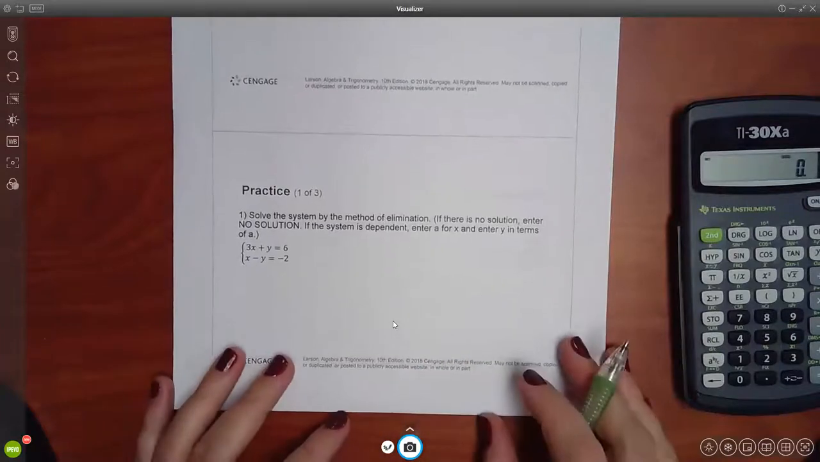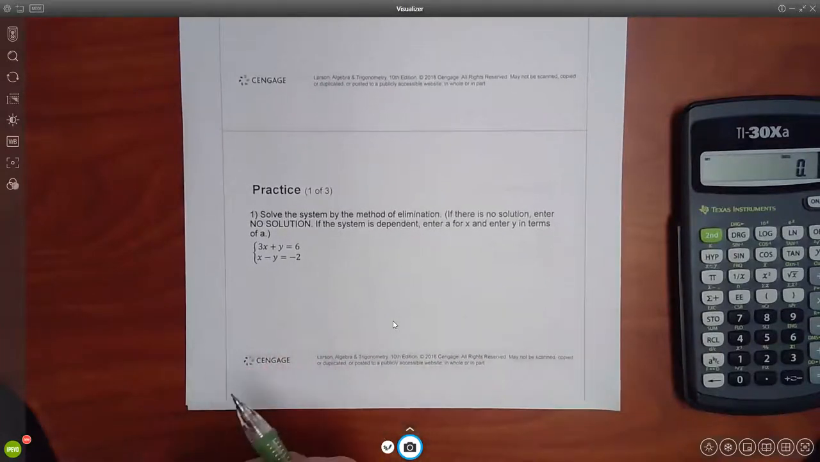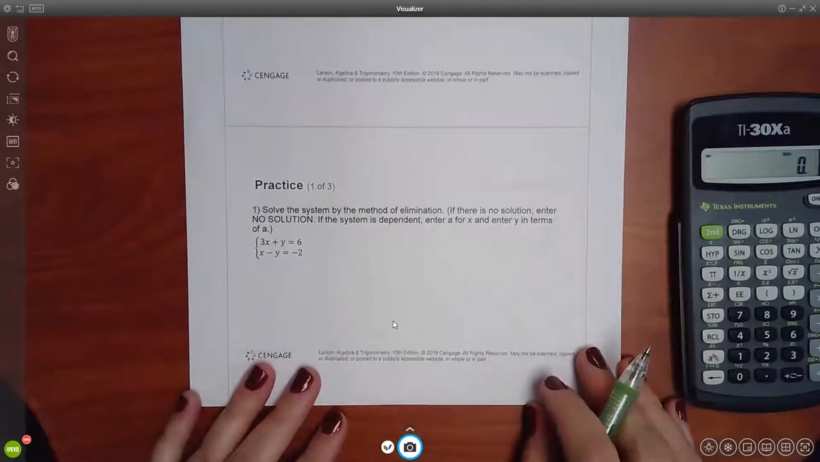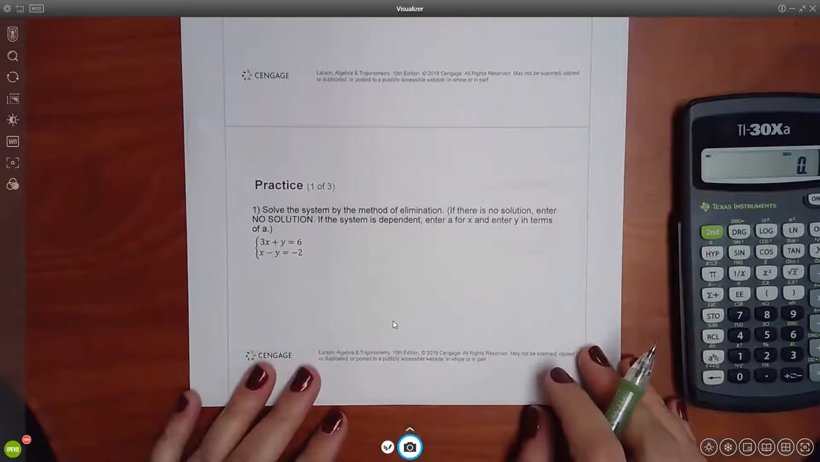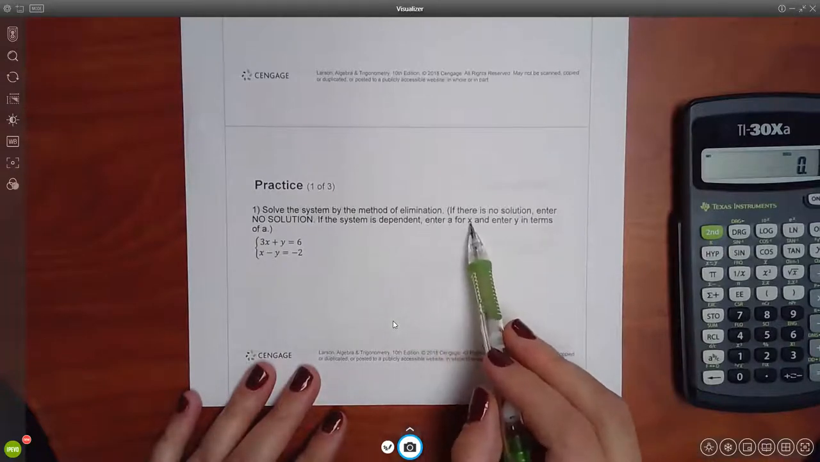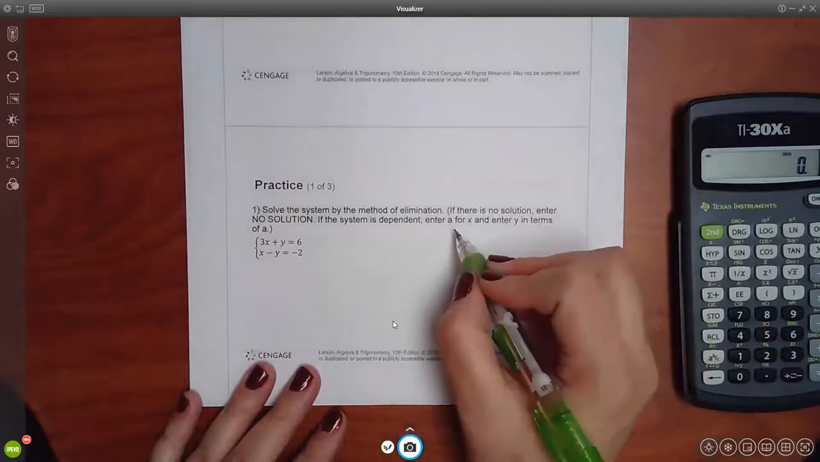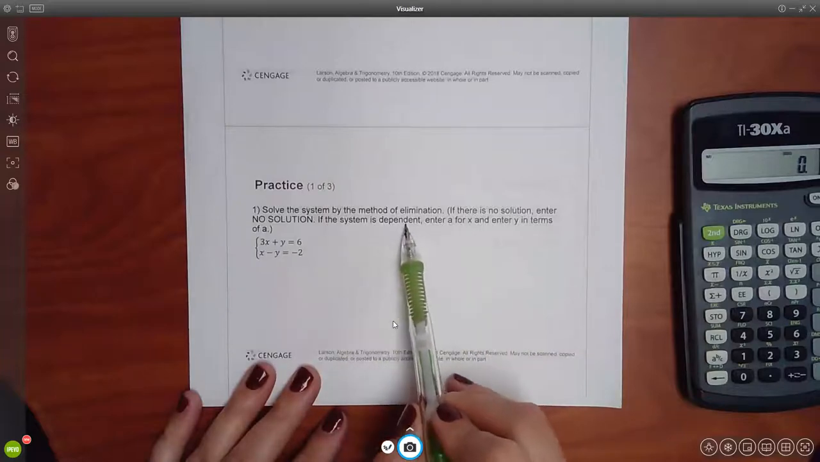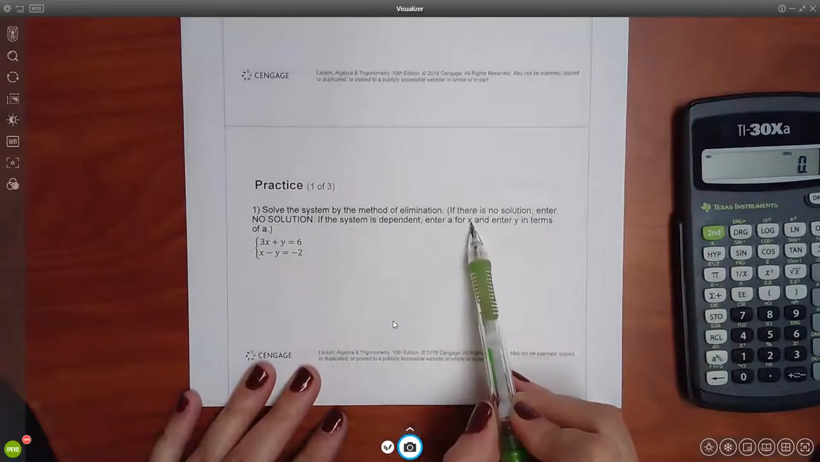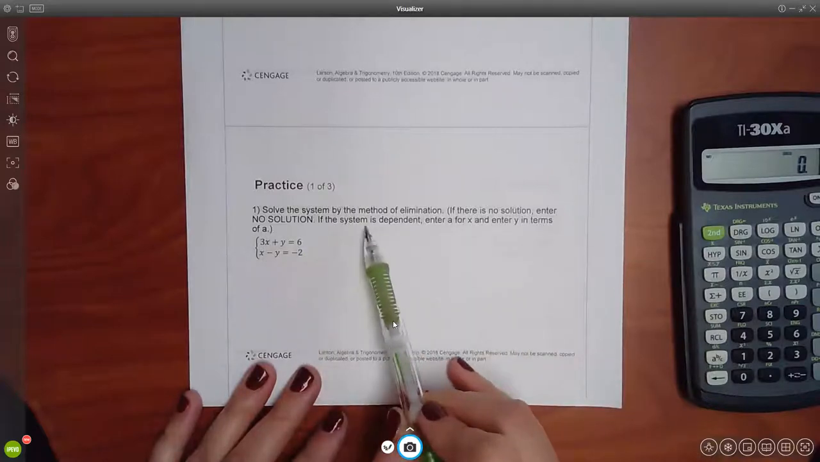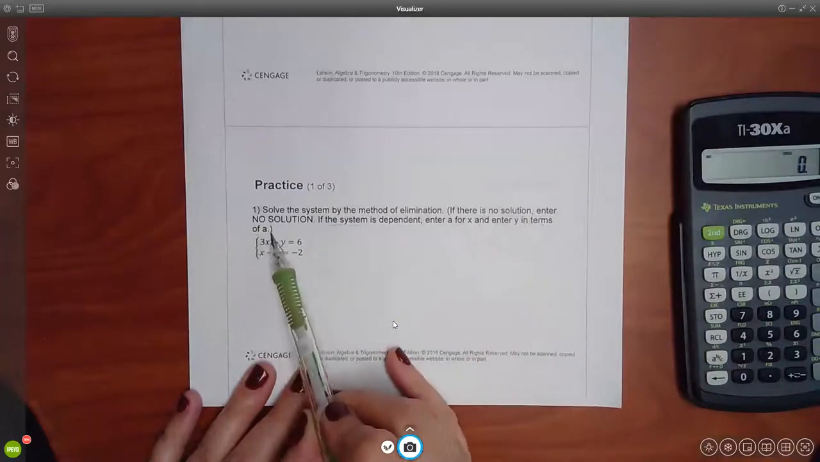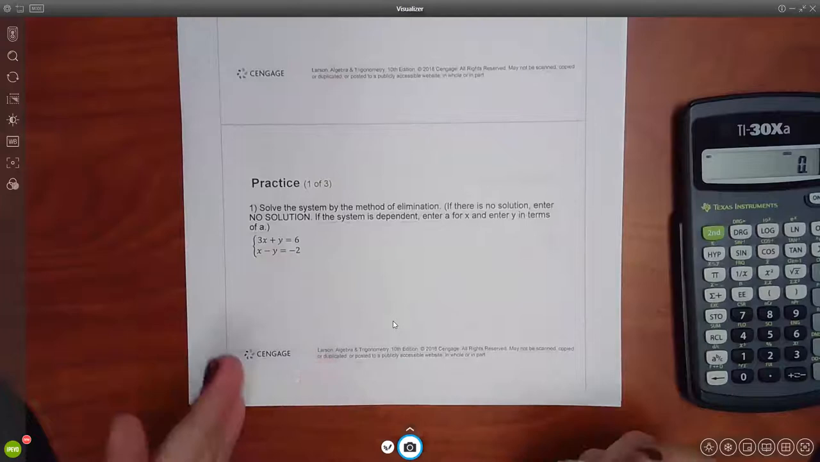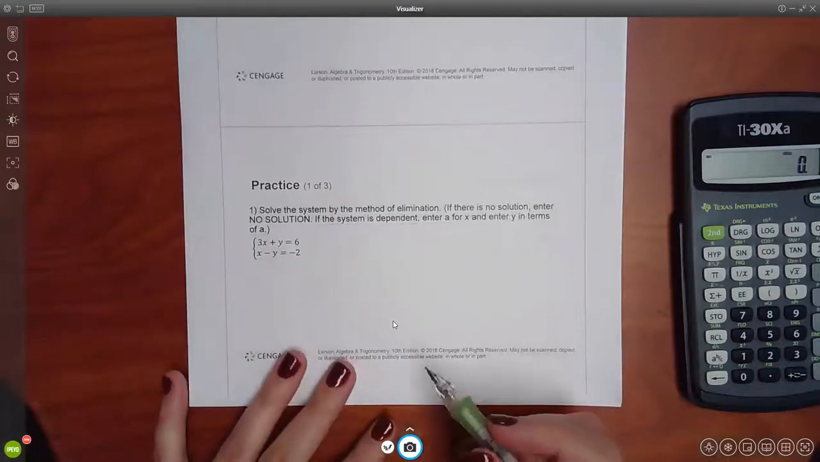So let's try this problem. It says solve this system and then make sure you enter... Oh, it says if the system is dependent, enter A for x and enter y in terms of A. This is important. We will talk about it if this is one of those problems where I have to do that, okay? And if the problem's no solution, we'll find out.